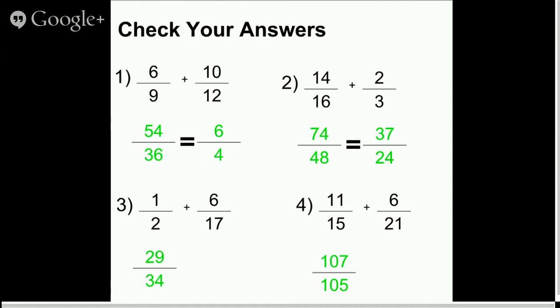All right, these are the correct answers. So 36 is their least common denominator. So times 4, you get 24. This times 3, you get 30. 24 plus 30 gives you 54 out of 36. And you get 6 over 4, which would actually simplify further. Sorry, that should be 3/2.